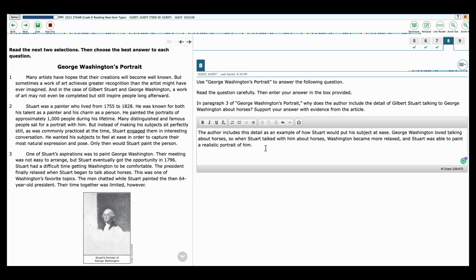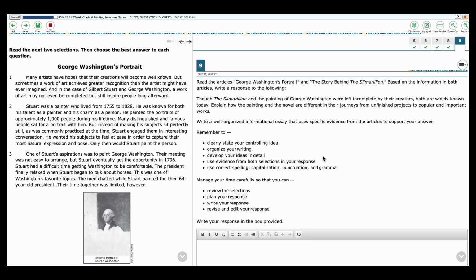George Washington loved talking about horses, so when Stuart talked with him about horses, George Washington became more relaxed and Stuart was able to paint a realistic portrait of him. So that's just an example of what might be a good response to this question. This question is an author's purpose question. So why this detail was included, and this constructed response is worth 2 points.